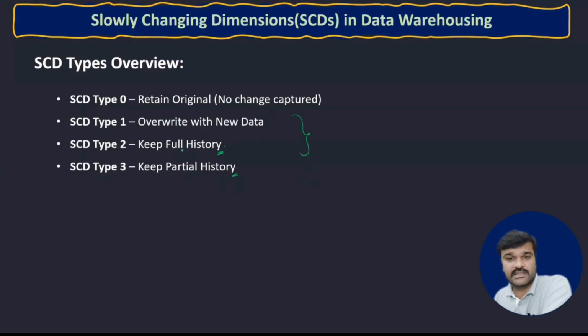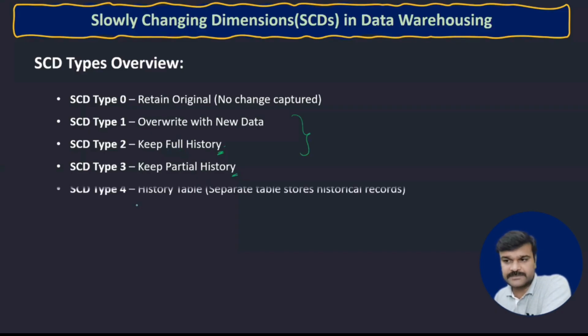That's all simple. Here, full history: suppose one customer changed 10 addresses in a 5 year duration. So all 10 will be available. But in this case, if you want to maintain partially, that means the last 2 addresses. So that's what accordingly. Okay.